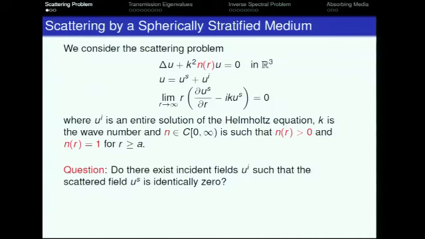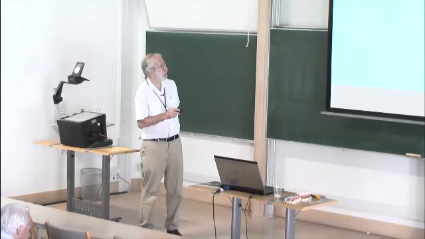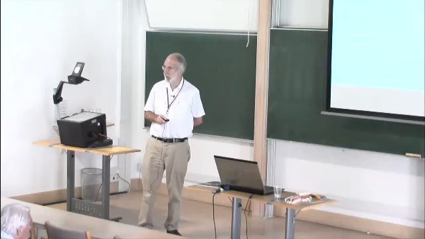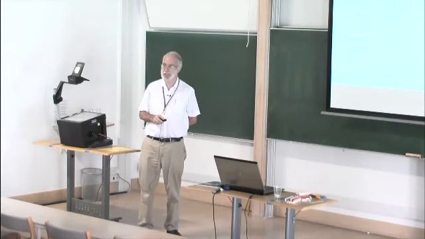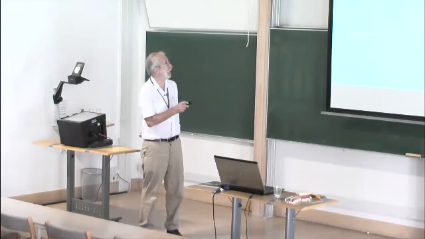k is the wave number. n is the index of refraction, such that n(r) is greater than 0, and n(r) equals 1 for r greater than or equal to a. That means the scattering object is a sphere of radius a, and it's spherically stratified.